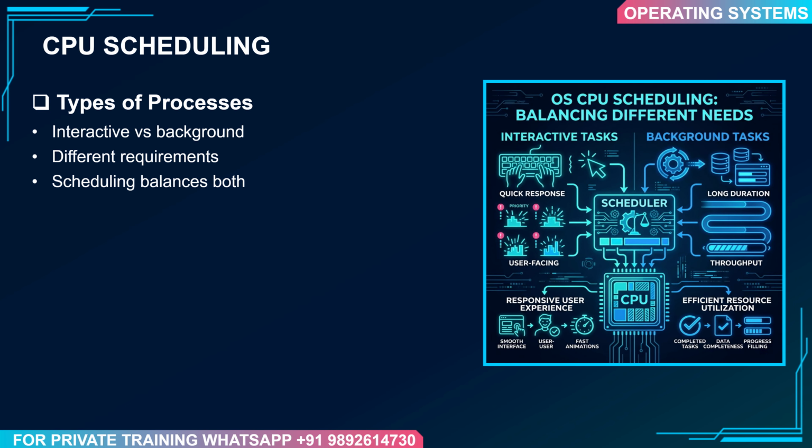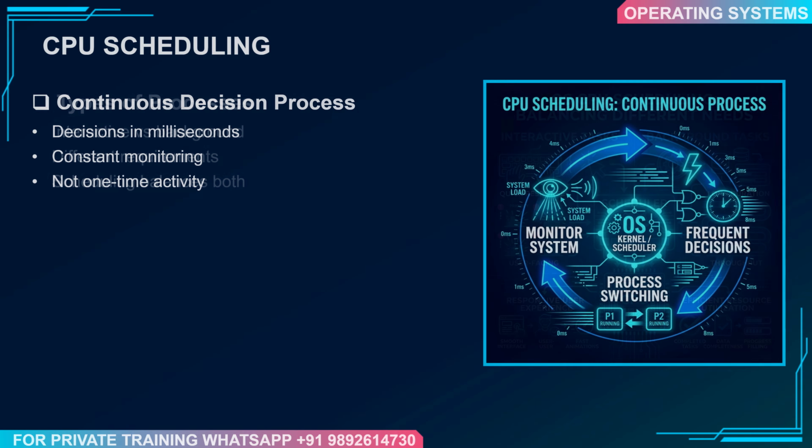Not all processes are equal. Some are interactive, like typing or clicking. Some are background tasks, like updates or data processing. CPU scheduling often tries to balance these different needs. Also, remember that scheduling decisions happen very frequently. The OS constantly monitors the system and makes decisions in milliseconds. This is not a one time decision, but a continuous process.